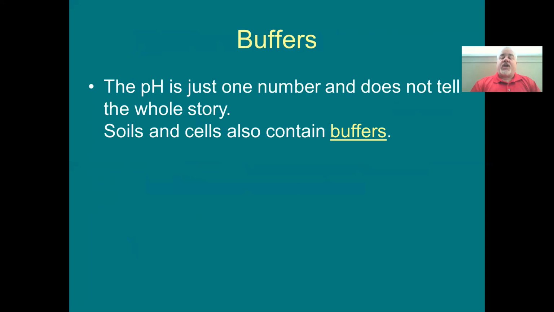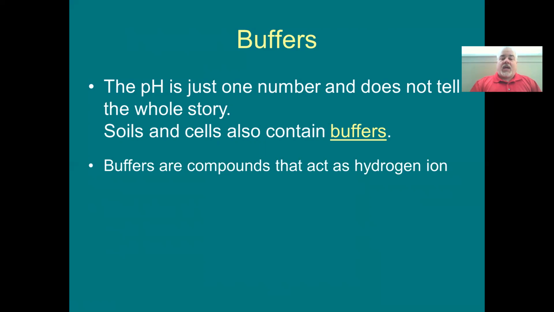What about buffers? A buffer is a chemical that resists change to pH. pH only tells us what is the hydrogen ion activity in a solution at this moment. In my soil, in my grape juice, in my wine, what is the hydrogen ion activity at this moment? But as I add other substances that might have their own pH characteristics, there's something called buffers, which will resist changes to pH. And so we look at the buffers as chemical hydrogen ion reservoirs.